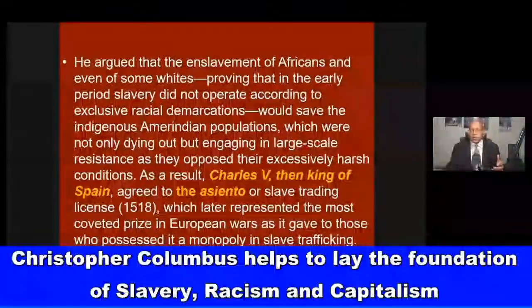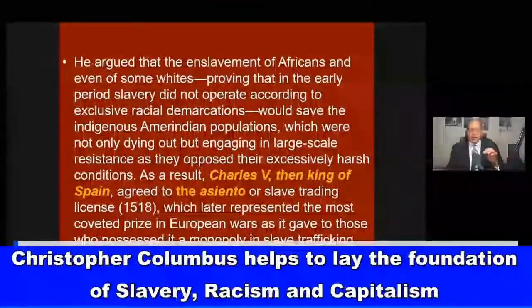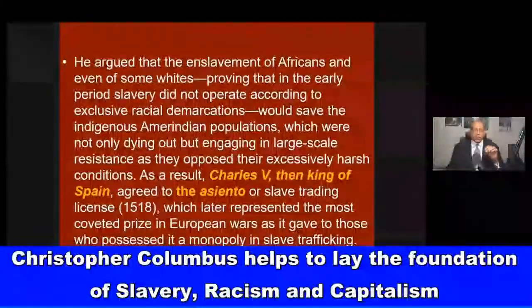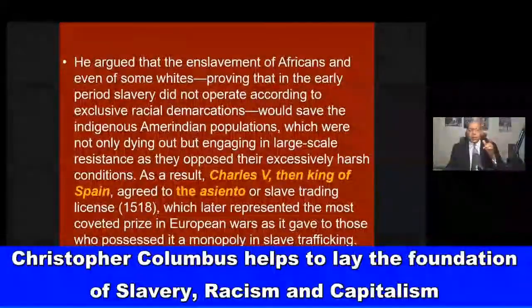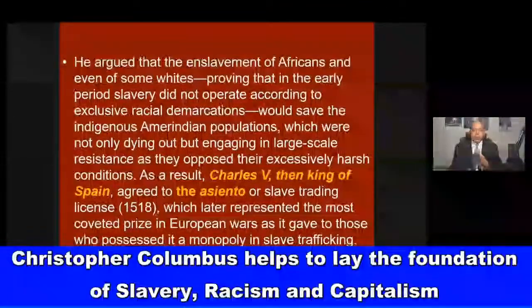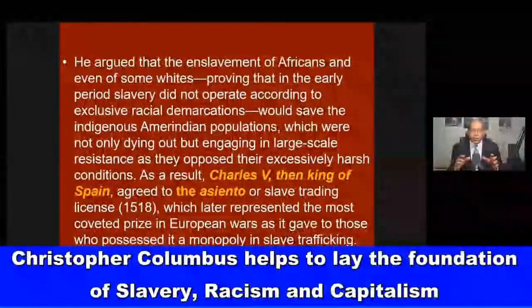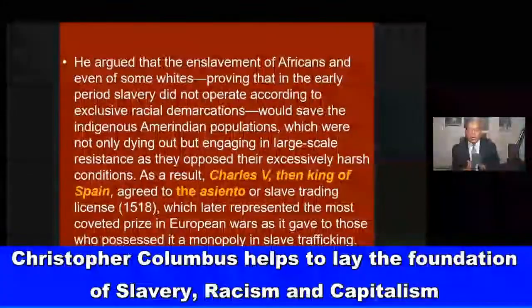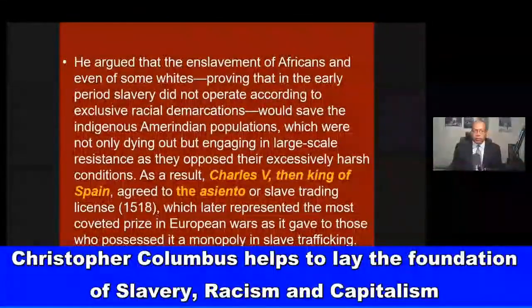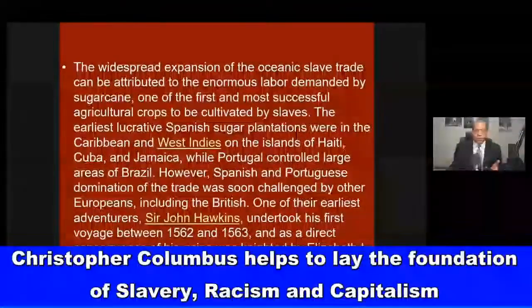As a result, King Charles V of Spain agreed to the Asiento de Negros. The Asiento de Negros, or slave trading license of 1518, which later represented the most coveted prize in European wars, okay, as it gave to those who possessed it a monopoly in slave trafficking. And this drastically expands the transatlantic slave trade, okay?